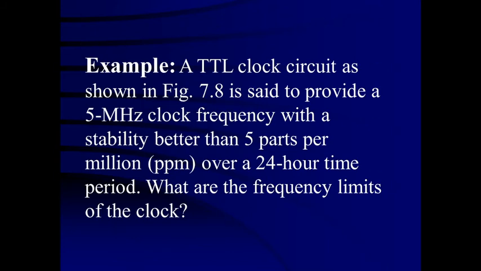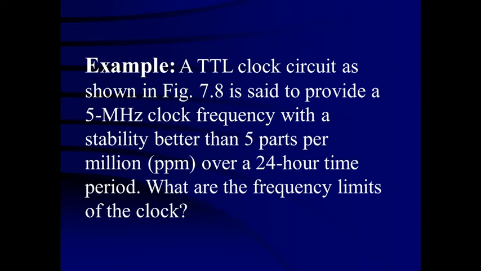Now, we will study an example related to this TTL clock. A TTL clock circuit as shown in figure 7.8 is said to provide a 5 megahertz clock frequency with stability better than 5 parts per million over a 24-hour time period. What are the frequency limits of the clock? That means this TTL clock is providing a 5 megahertz clock frequency, so the crystal has a resonant frequency of 5 megahertz, and its stability is better than 5 parts per million.